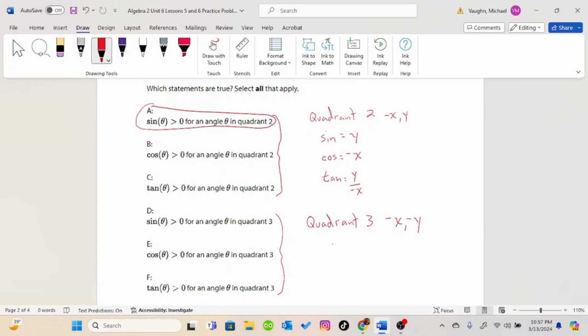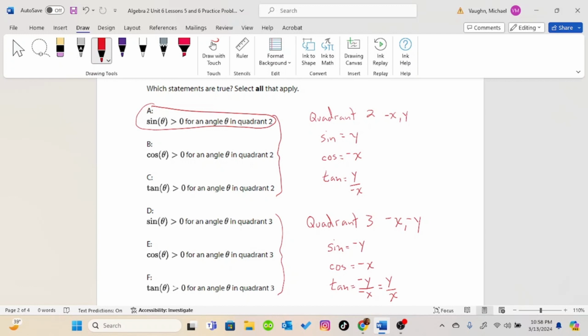Now in quadrant 3, sine is the y value, so that's negative y. Cosine is the x value, so that's negative x. And tangent is the negative y divided by the negative x, which means a negative divided by a negative becomes positive.